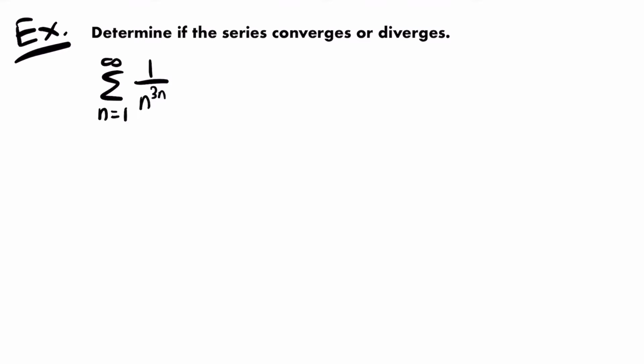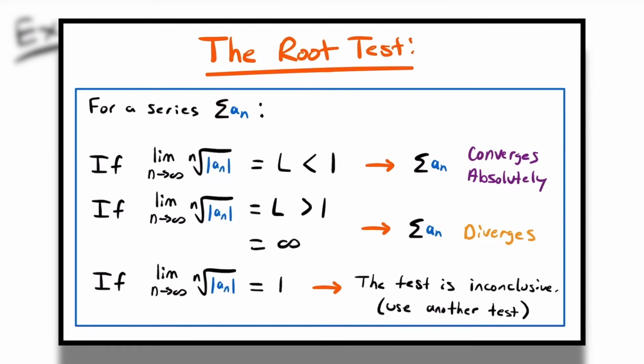And the root test says this. For a series where you have the sum of the terms of a sequence a sub n, if the limit as n approaches infinity of the nth root of the absolute value of a sub n is equal to some limit L less than 1, then that series converges absolutely. However, if that limit is equal to some limit greater than 1, or the limit is equal to infinity, then the series diverges. And finally, if that same limit is equal to 1, then the root test is inconclusive, and you will need to try to use another test to determine if your series converges or diverges.